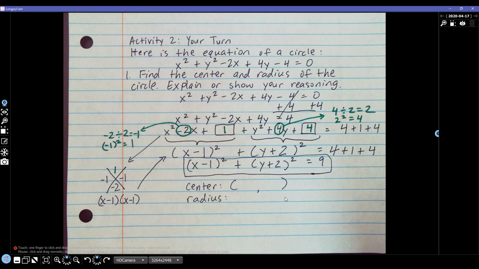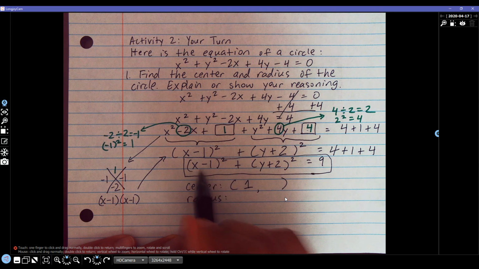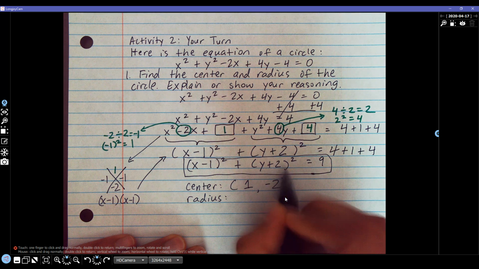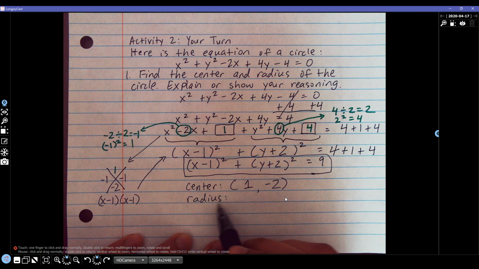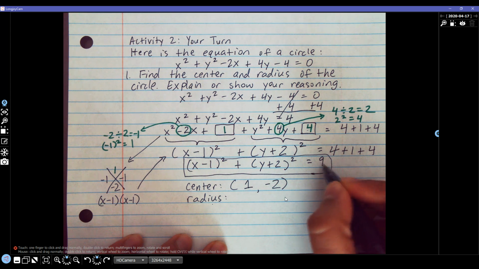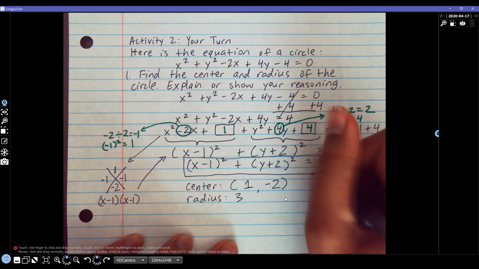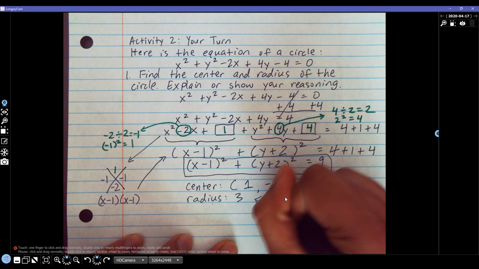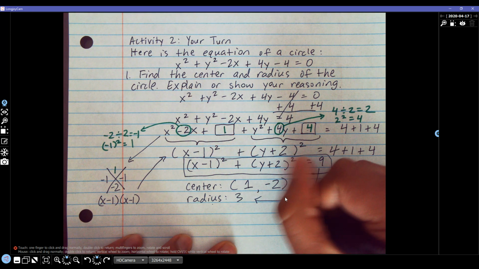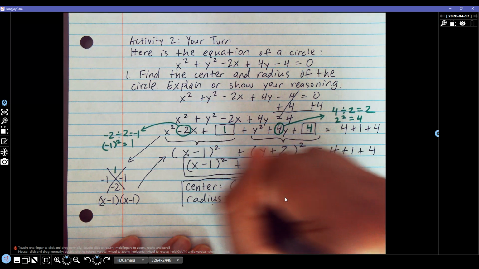So for our center, we've got positive 1 coming from this expression, and then the negative 2 coming from this expression over here. We know that my radius, right, is going to be r squared. If r squared is equal to 9, I know that r is going to be equal to 3. So we'll put an arrow here. And we'll say if r squared is equal to 9, right, if some number squared is equal to 9, that number has to be 3. Okay, so we have found the center and radius of our circle here.